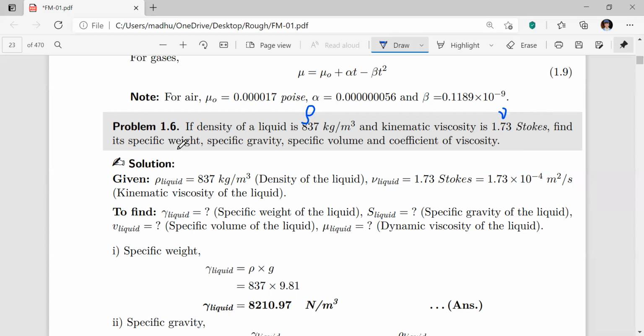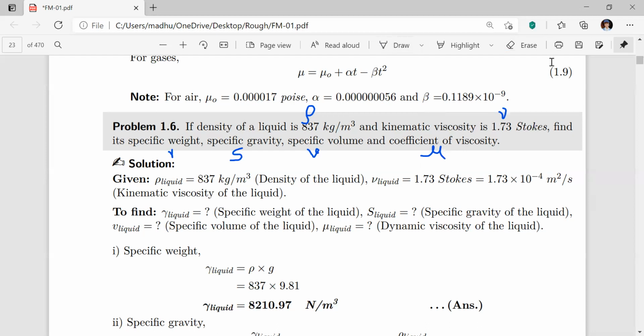Specific weight is gamma. Specific gravity, capital S. Specific volume, small v. Correct? Coefficient of viscosity is mu.